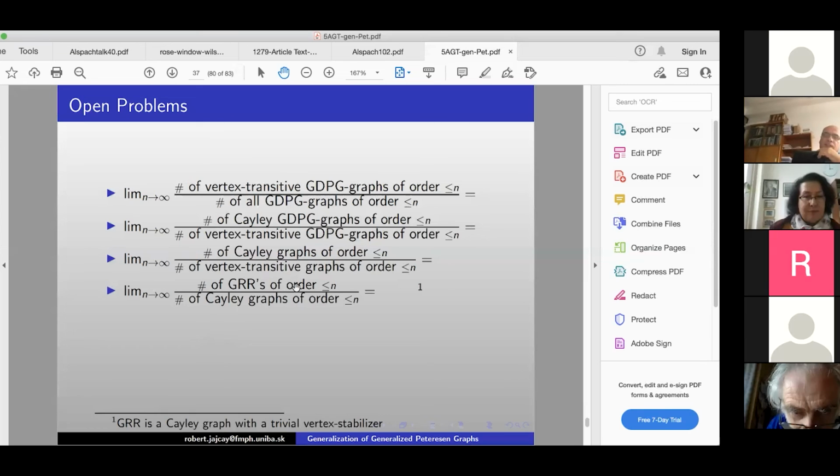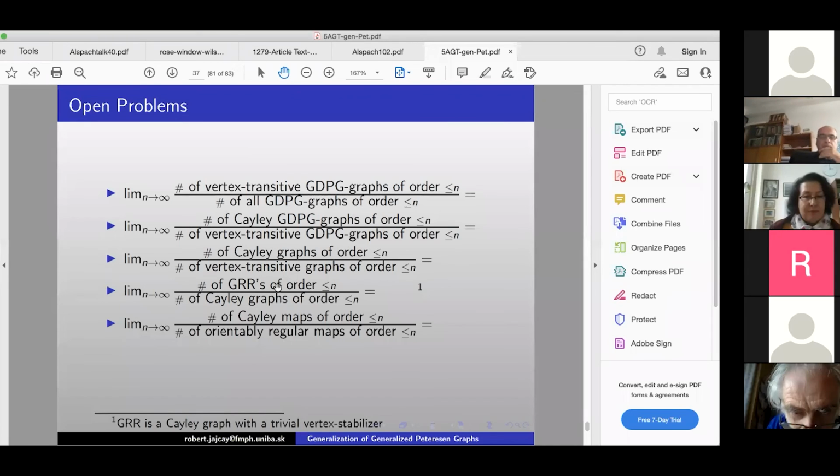The belief is that the limit is actually equal to 1. So if you take a random Cayley graph, with probability 1 it will have a trivial vertex stabilizer. This is believed to be true. There are some partial results toward this, but we don't know whether it's true or not. So I'm asking, is the limit 1? Is the limit possibly 0?